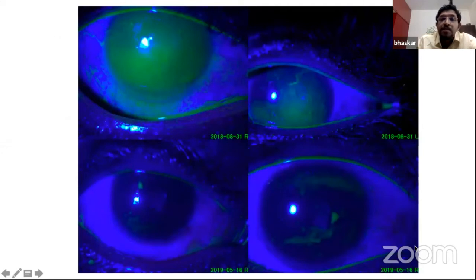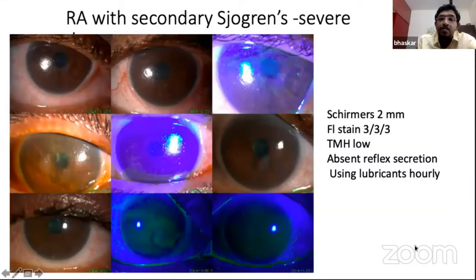So this patient presented with severe dryness with a completely +3 staining of fluorescein on all the 3 areas of the cornea, and wanted cataract surgery. So we first did a cautery because the Schirmer's was 0, and then after almost about a 3-month period, she underwent cataract surgery. Another patient with a very severe Sjogren's with a very low Schirmer's, low TMH, absent reflex secretion on fluorescein clearance, using lubricating drops every hourly. You cannot go ahead and do a cataract surgery directly in this side.